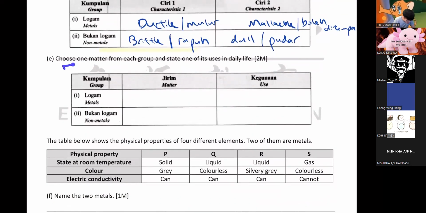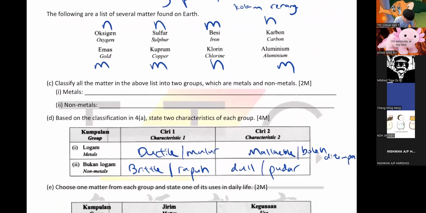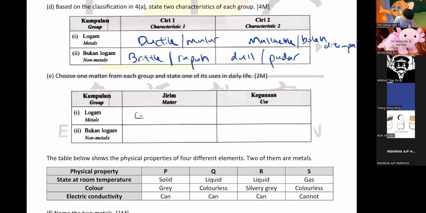Okay, so E. Choose one metal from each group and state the use in daily life. We can choose one metal here. I just say gold, because that's the best bling bling. Gold is a must. So it's for jewelry, barang kemas. Guys, please don't wear real gold in Malaysia. It's not a very safe place to do. Because 1 gram of gold will cost you 250 ringgit already. 1 gram of gold is 250 ringgit. So 1 gold bar, that's like 250,000. Gold is stupid expensive.